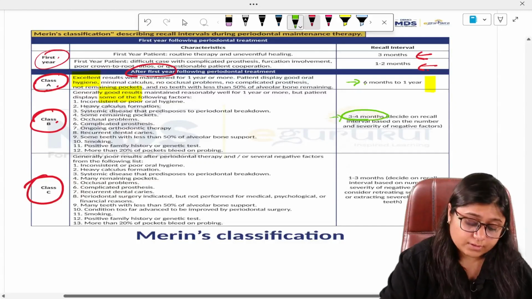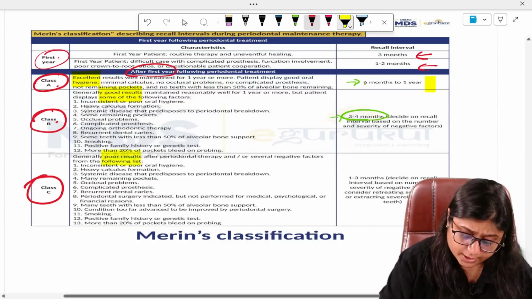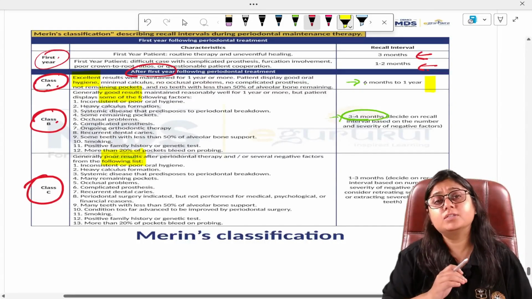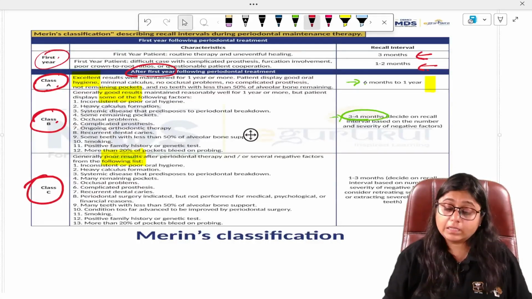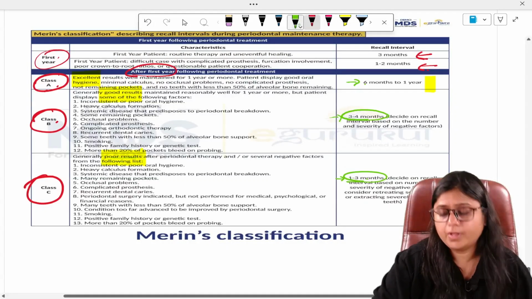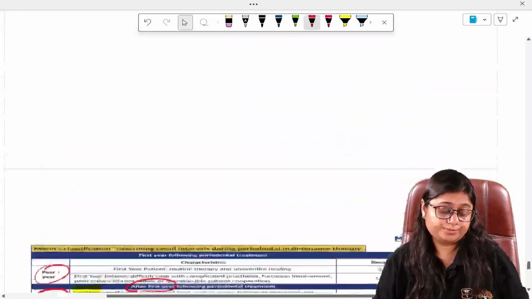And the class C patient has a poor result. Patient is having a poor result, heavy calculus formation, many pockets are there, the patient is not compliant, the patient is not maintaining the oral hygiene. You have to call such a patient at every 1 to 3 months. Okay. So just remember the keywords: excellent, good, and poor.